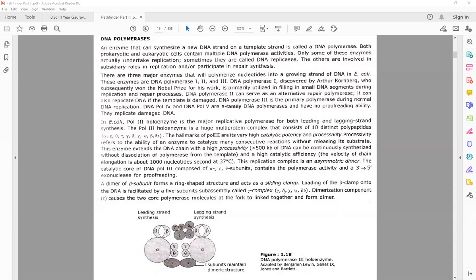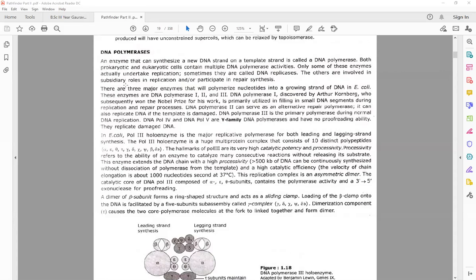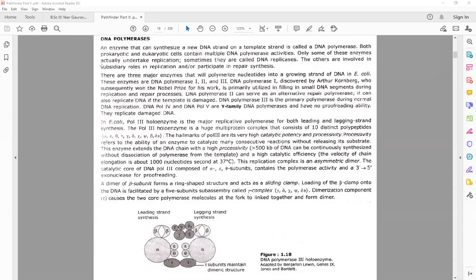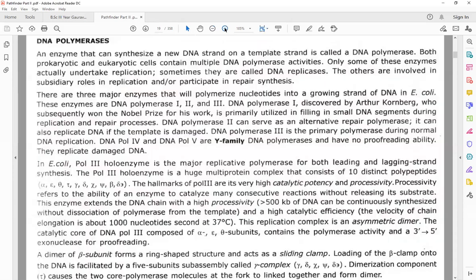In this video tutorial, we will be talking about the DNA polymerases. DNA polymerases, as you know, are the main replicating enzymes that synthesize a new DNA strand on a template strand by the process of DNA polymerization. This is the main replicating enzyme responsible for the biosynthesis of the DNA molecule.